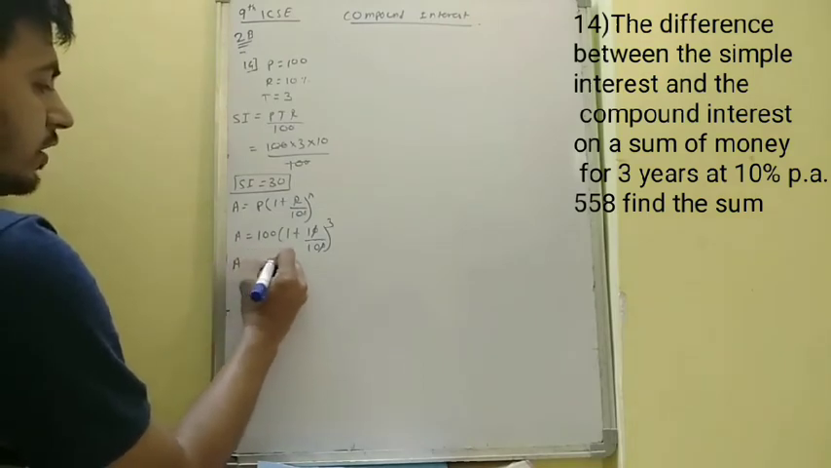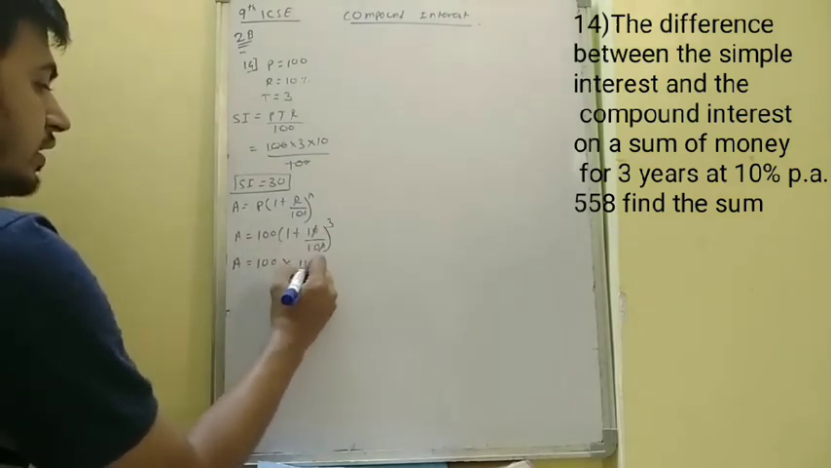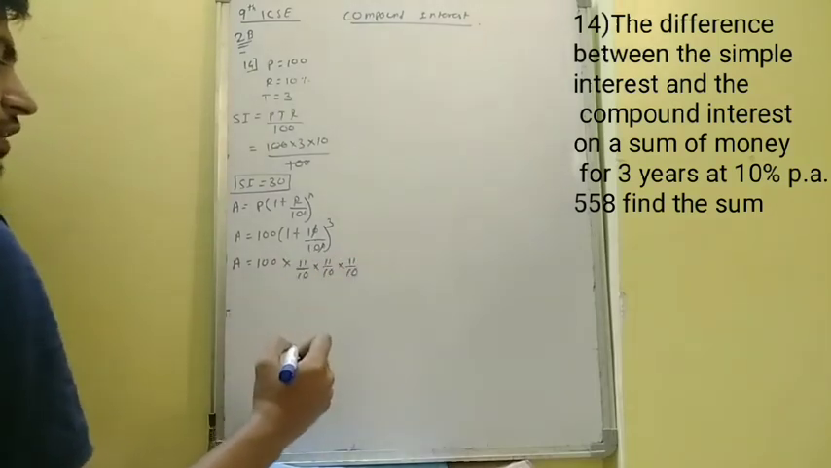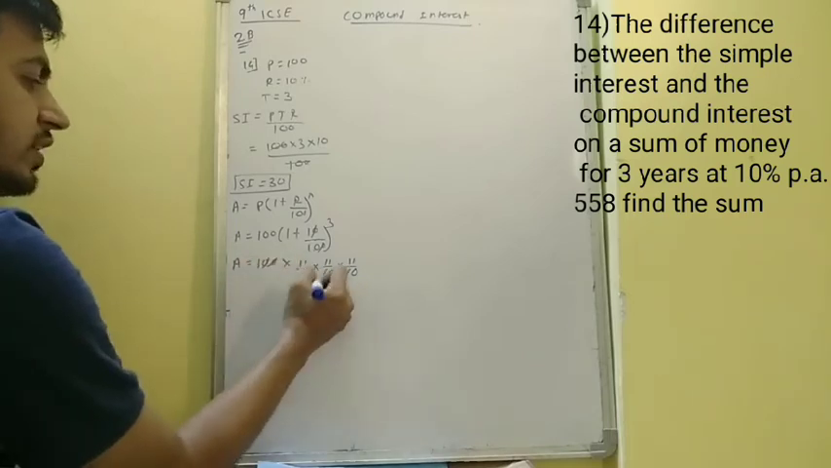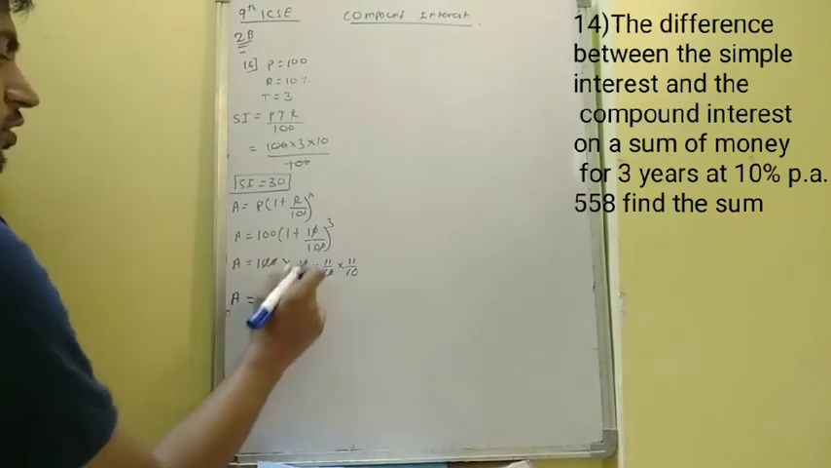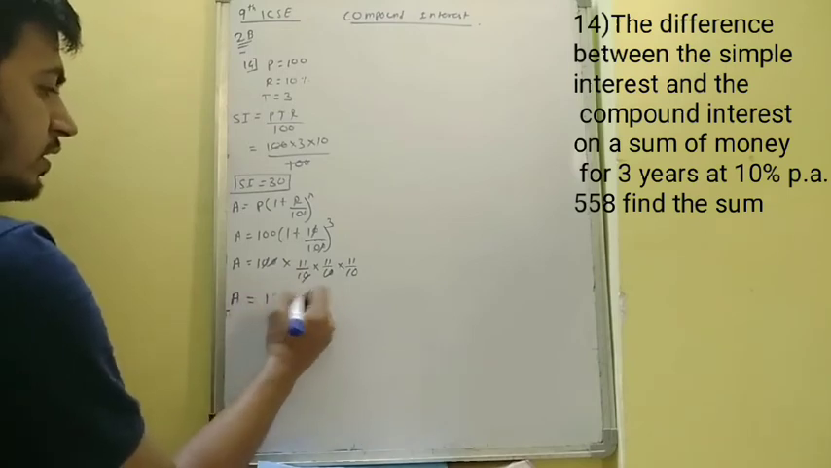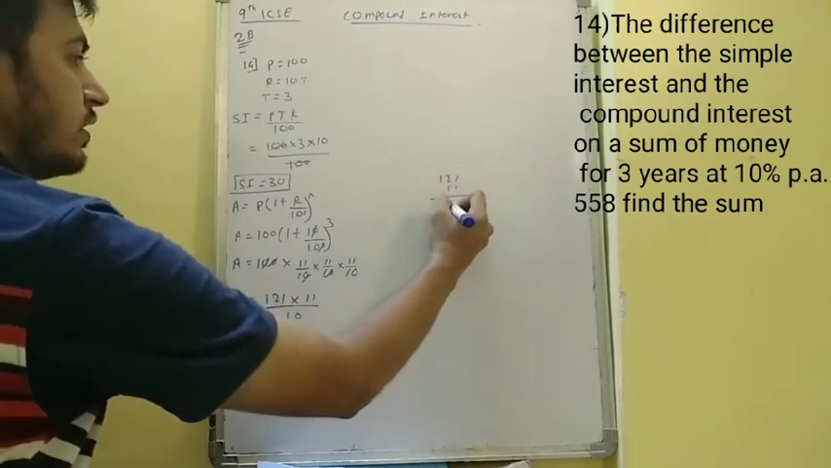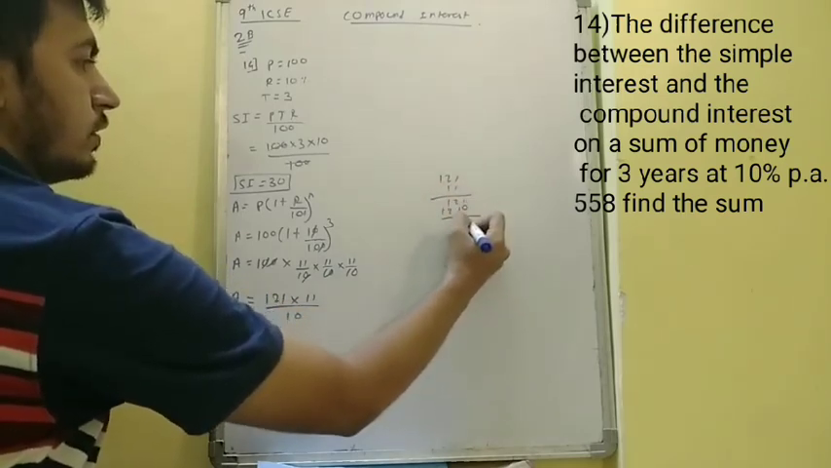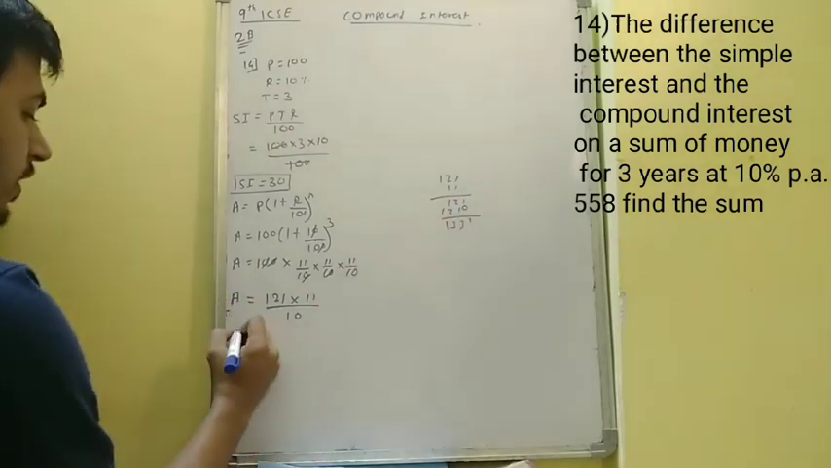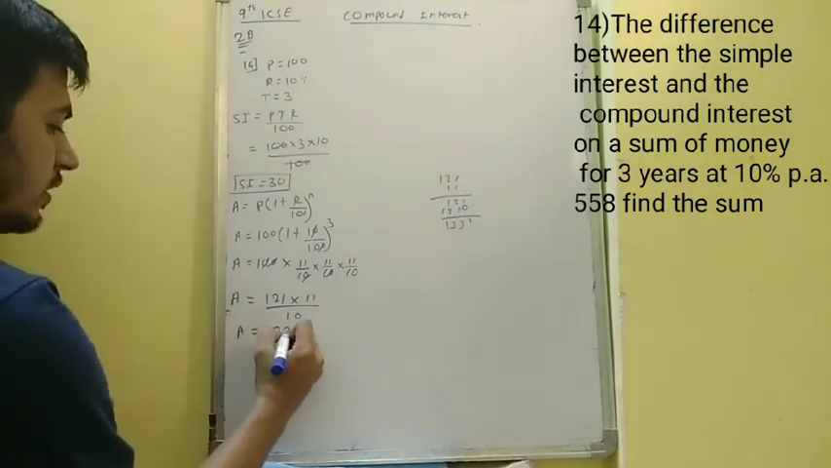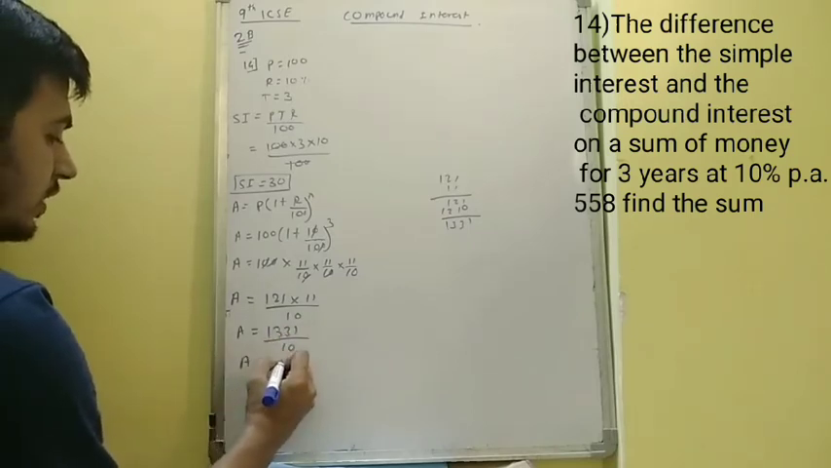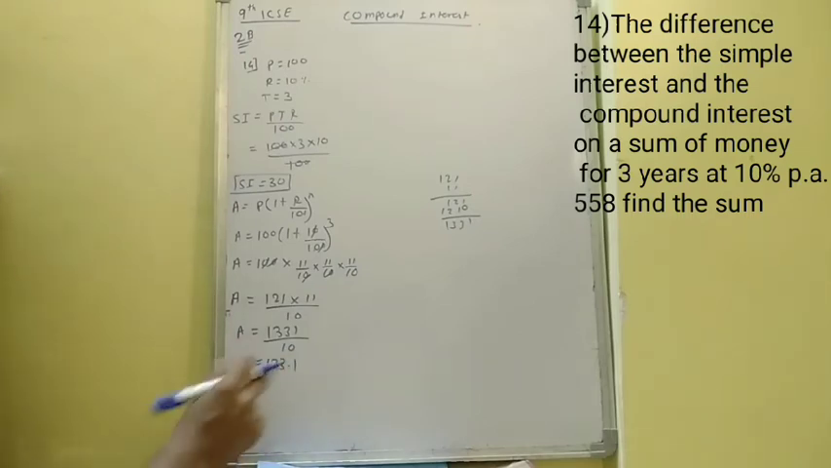The amount is equal to 100 into 10 ones are 10 plus 1, 11 upon 10, 11 upon 10, 11 upon 10. We have 3 times, so 2 zeros will directly get cancelled. The amount is equal to 11 into 11, 121 into 11 upon 10. So we do 121 into 11. So it is 1331. Okay, so the amount is 1331 upon 10, and we will divide it by 10. The amount is 133.1. Okay, so this is the amount.